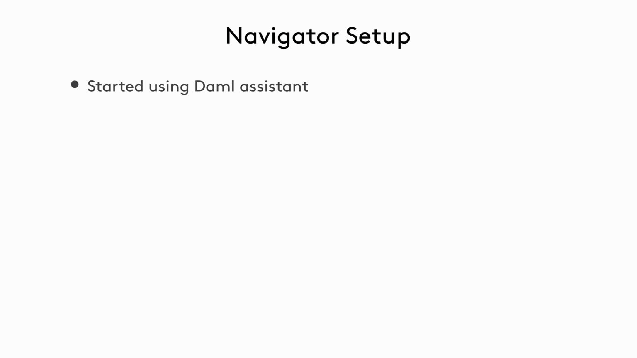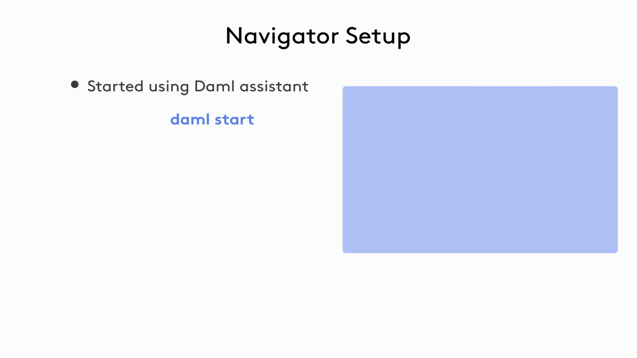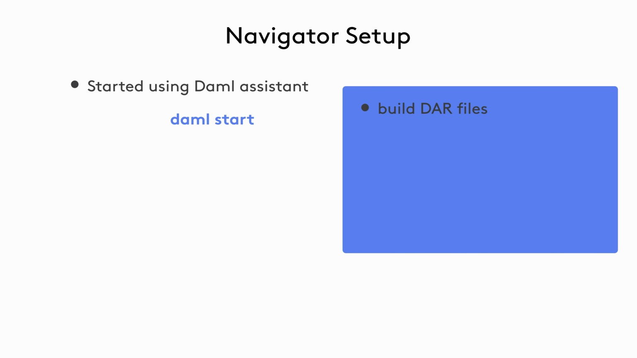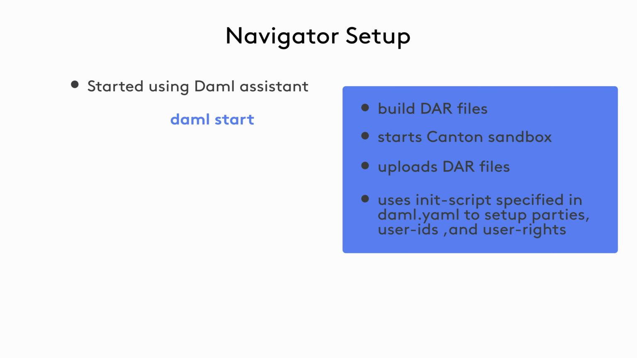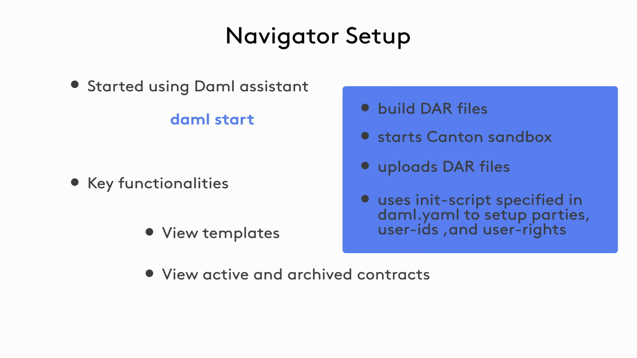To start Navigator, use the Daml assistant by typing in daml start. This command compiles and builds the DAR files, starts the Canton sandbox, uploads DAR files, and uses the initialization script specified in the daml.yaml file to set up parties, user IDs, and user rights. Based on these rights, the user will then be able to log into the application and view templates, view active and archived contracts, and exercise choices.